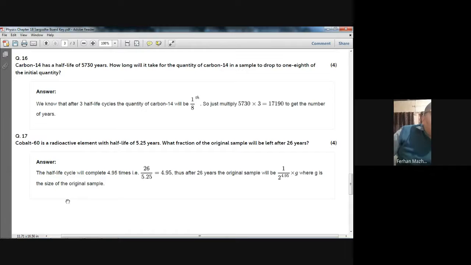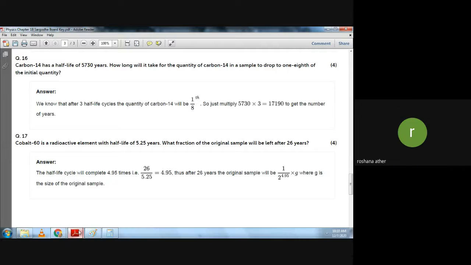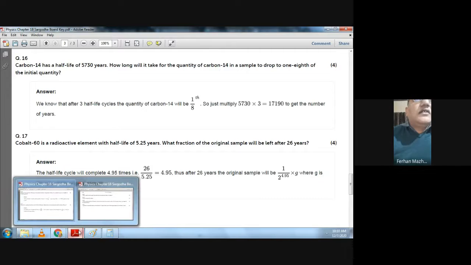Are you done with this numerical number 16? Sir, a little bit is left. Okay. Sir, I have done it. Okay, so you're done. Zainab, Roshana. Sir, done. Okay.